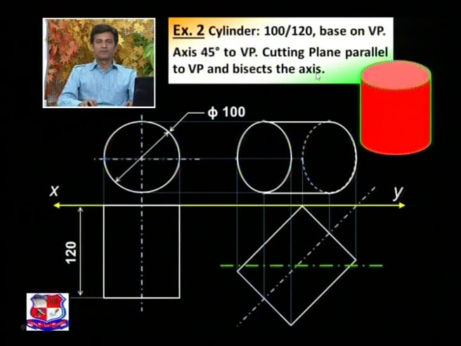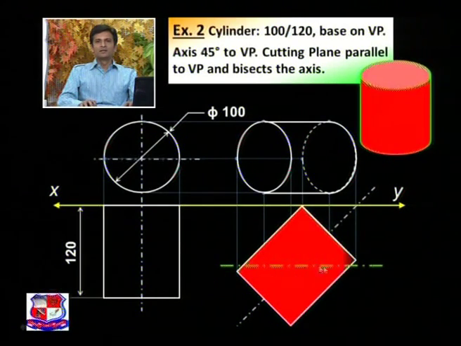Now cutting plane. Here cutting plane is parallel to vertical plane. So this cutting plane would be parallel to XY line and it bisects the axis. So find out the midpoint of this axis. The total length is 120 millimeter. So at a distance of 60 millimeter from this base, mark a point and draw a cutting plane line. This cutting plane line represents this cutting plane which is parallel to VP and it bisects the axis.